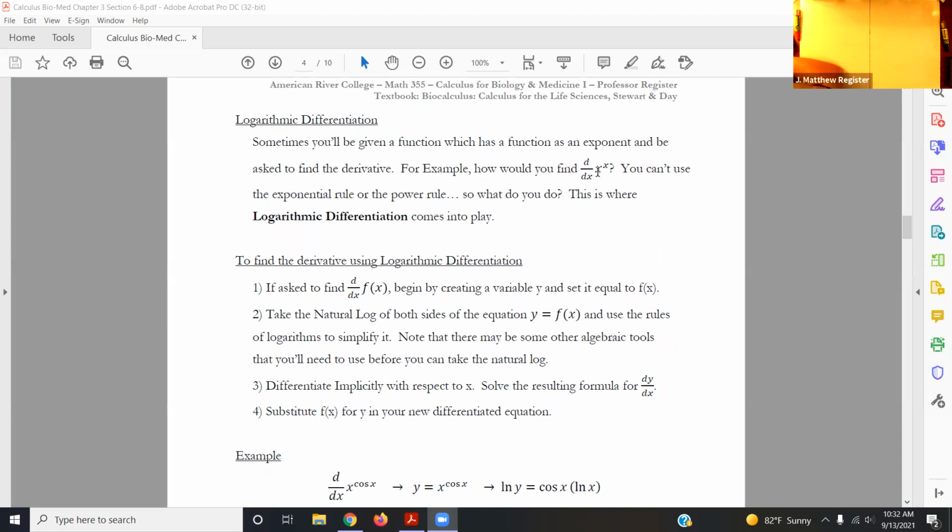Well, that's where implicit differentiation comes in. And so in order to find the derivative of something like x to the x, we would start by creating a variable y and setting y equal to this f of x. Then we can take the natural log of both sides. And after we take the natural log of both sides, we'll be able to use implicit differentiation to take the derivative of everything. And so let's start with the example of x to the x.